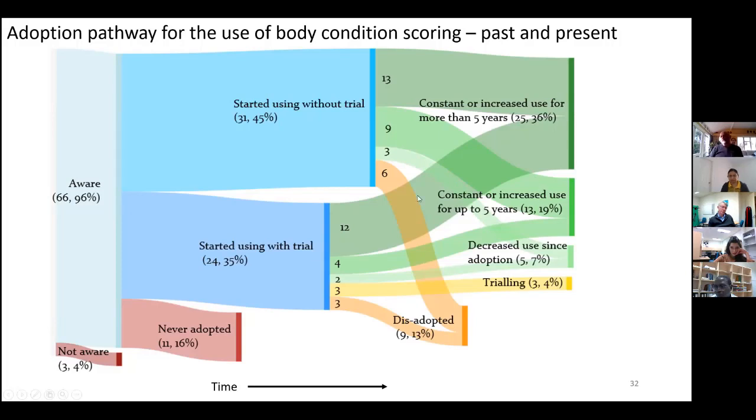However, for this adoption, what this also shows is that someone who started using it without a trial is twice as likely to later disadopt than people who actually identified a trial. So numbers are small here, but at least it shows a bit of a depiction of how we could represent adoption in a more informative way.